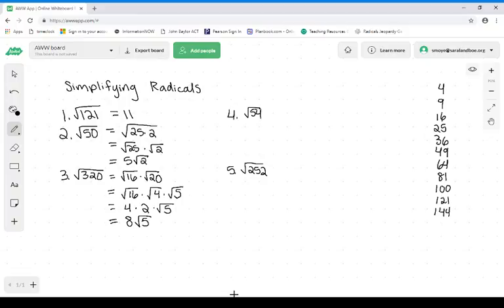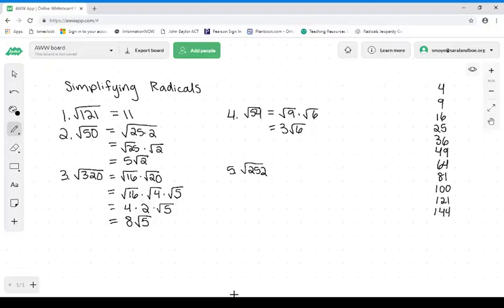Alright, so I'm going to go ahead and start looking at these with the square root of 54. If we try to divide 54 by some of these perfect squares, hopefully you may even think about it right away. The perfect square that goes into it is 9. So we're going to have the square root of 9 times the square root of 6. The square root of 9 we know is 3. So the square root of 54 simplified is going to be 3 square root of 6.